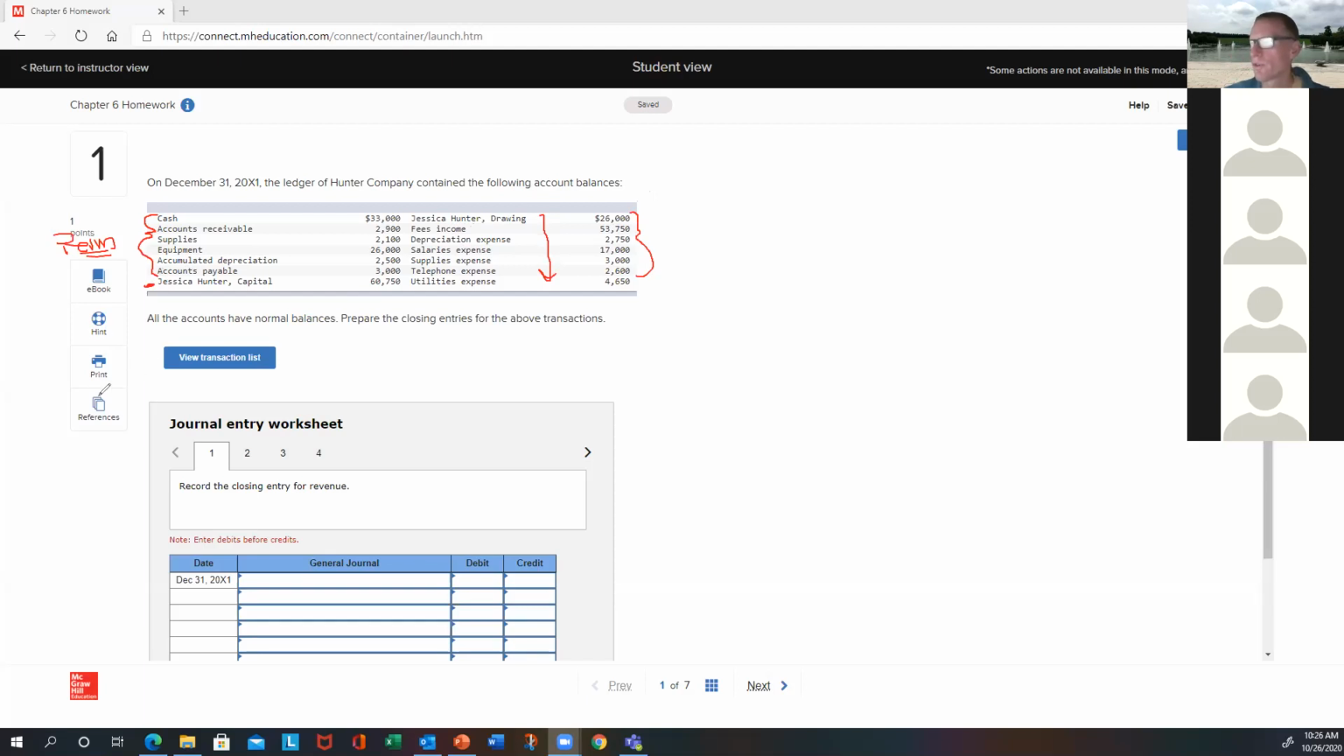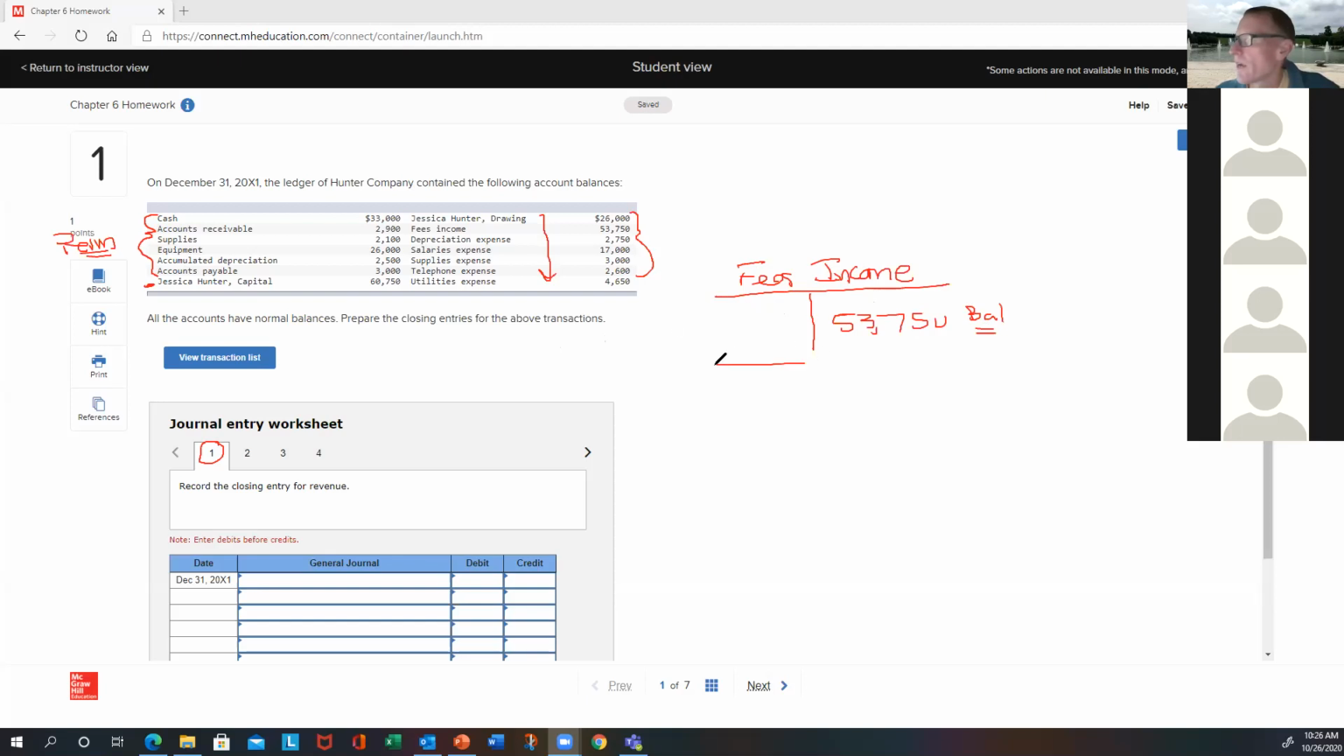So the first one we'll do, the first entry on this, and of course it says journal entry worksheet, don't worry about that, but step one will be to close out that revenue account. So here's my visual. If we were in our ledger and we had fees income, there's my T account, there's fees income. The normal balance for fees income, you would all say, is on the credit side, right? So that would be 53,750. That would be our balance right now. That's what would be in the fees income account.